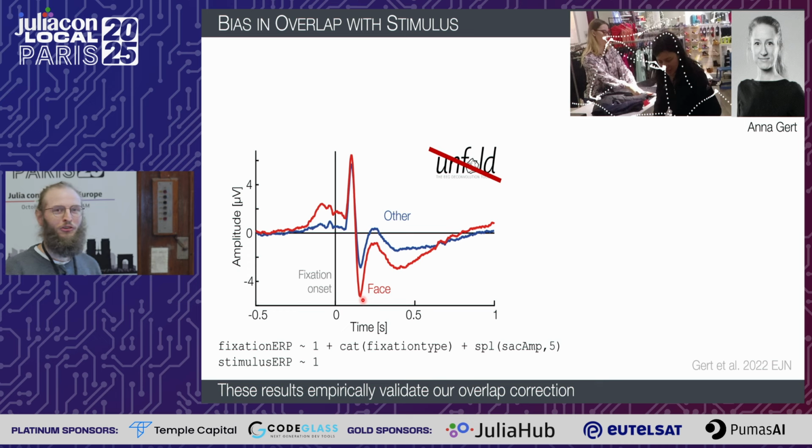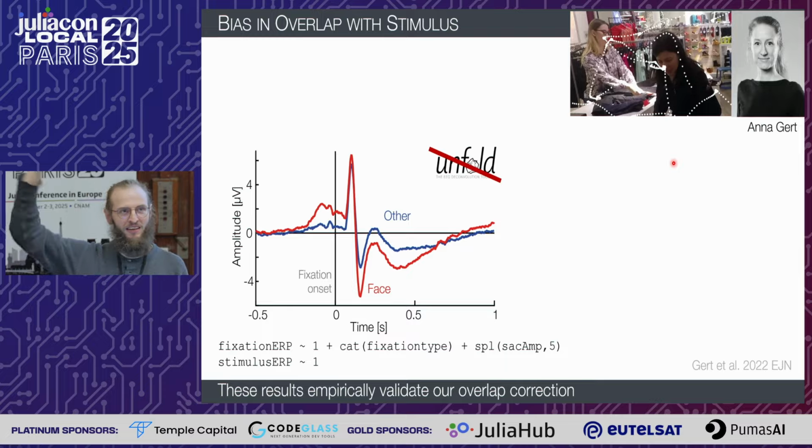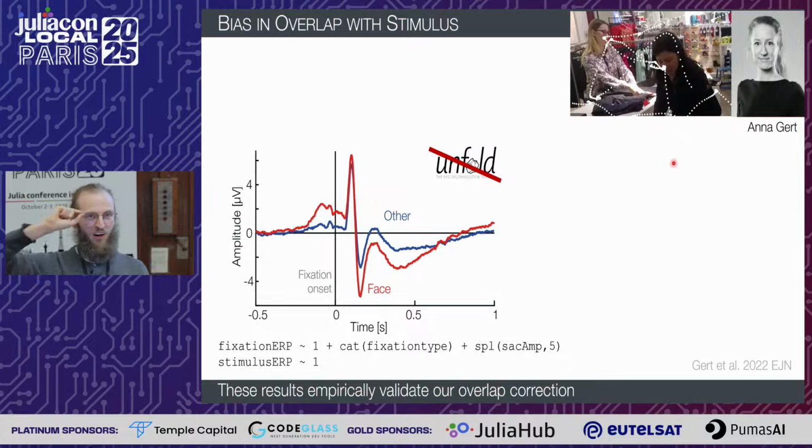Anyway, I promised to also show some applications of this. This is work with Anna Gerd. She's interested in face perception, especially when you allow for eye movements. 99.9% of all EEG experiments are at fixation, so you're not allowed to move your eyes, right? And so she was interested in whether these results that we find generalize. And this is what she found.